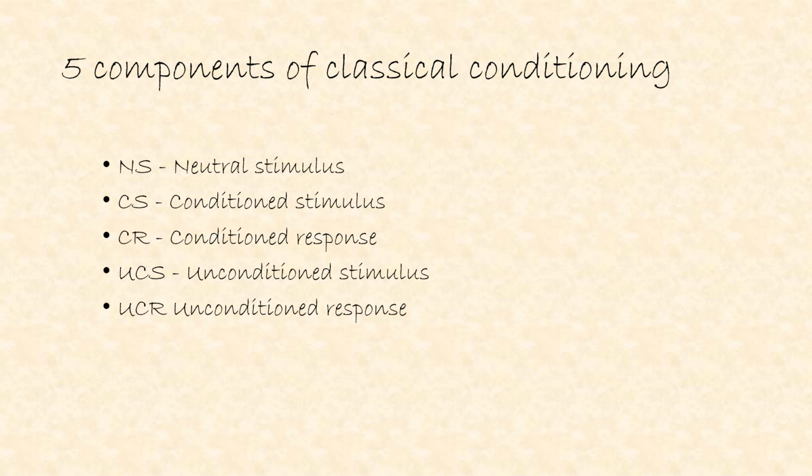Now there are 5 components of classical conditioning. Number 1 is NS, which means neutral stimulus. Number 2, CS, conditional stimulus. Number 3, CR, conditional response. Number 4, UCS, unconditional stimulus. Number 5, UCR, unconditional response. All these will be cleared by the example, what they are and how they stimulate different responses.